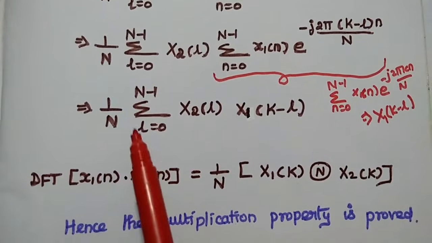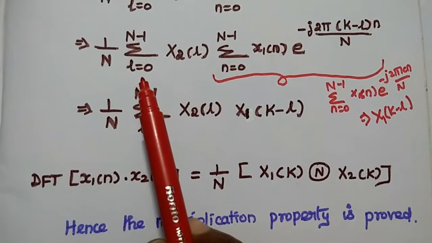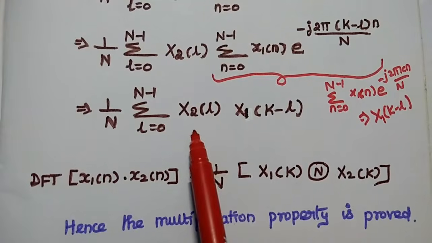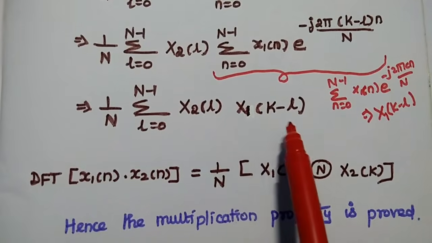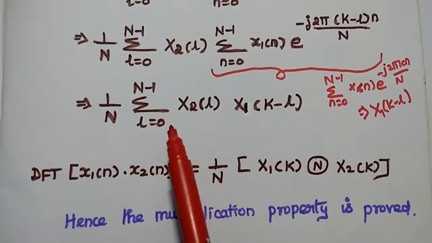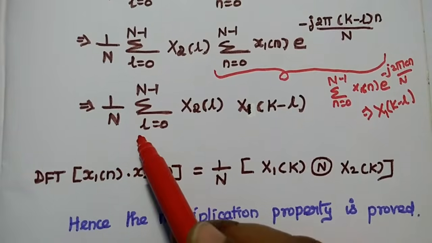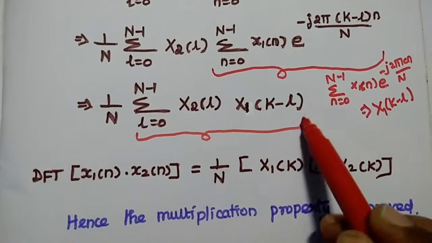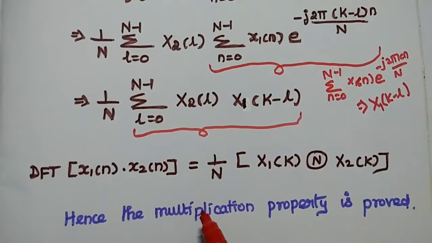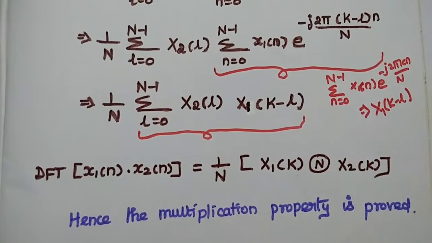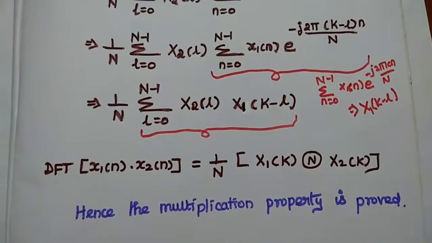So finally we get 1 by N summation L is equal to 0 to N minus 1 X2 of L X1 of k minus L. As we know, this is the formula of circular convolution of X1 and X2.